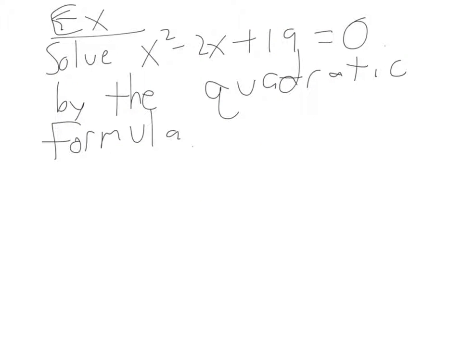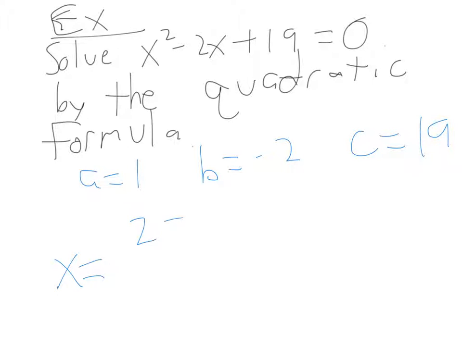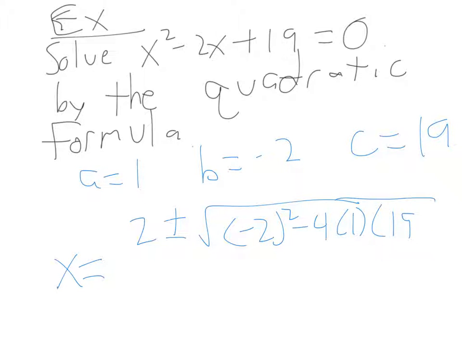Alright, solve x squared minus 2x plus 19 equals 0 by the quadratic formula. Alright, so your a is 1, your number in front of x squared is 1, your number in front of x is negative 2, and your constant is 19. So, to plug it in now, you follow the quadratic formula. x is equal to negative b, or just the opposite of b. So the opposite of negative 2 is positive 2, plus or minus the square root of b squared minus 4 times a times c, all over 2 times a, which is 1.